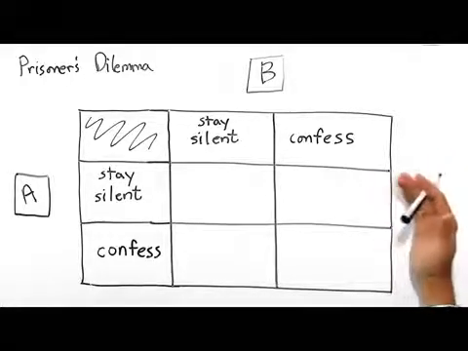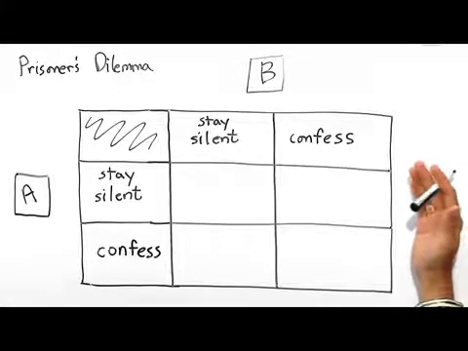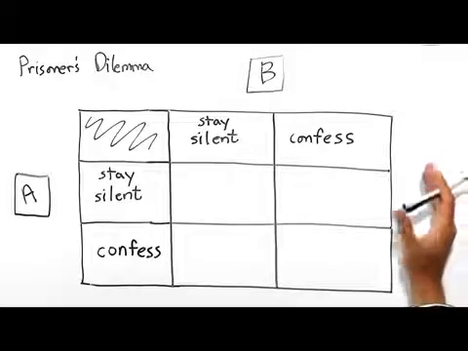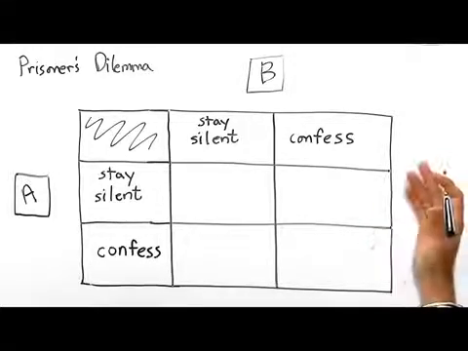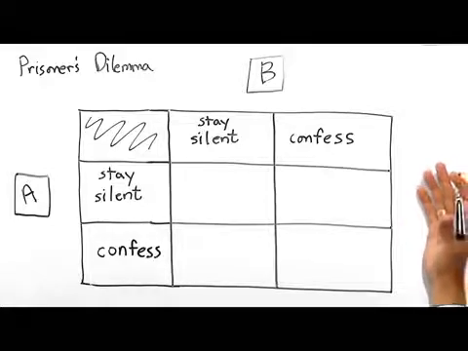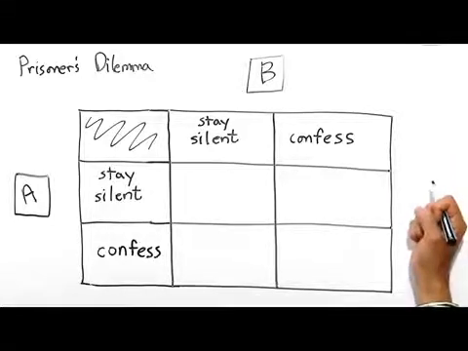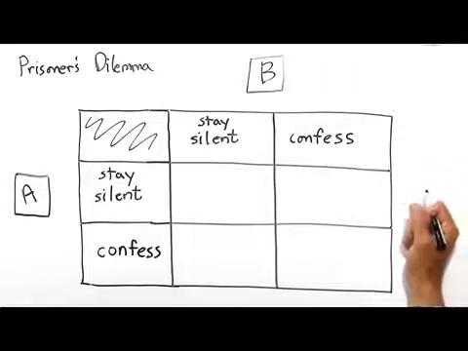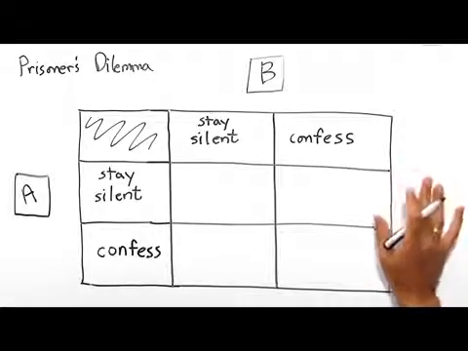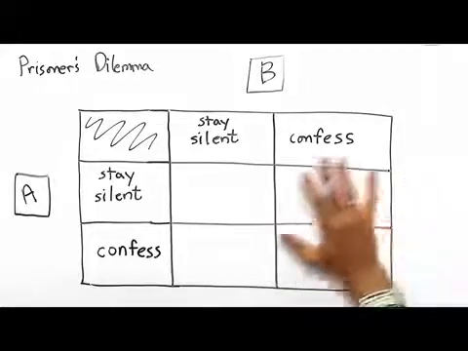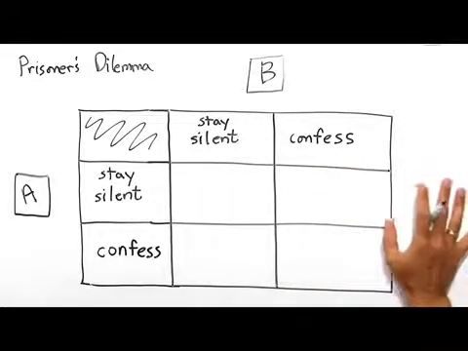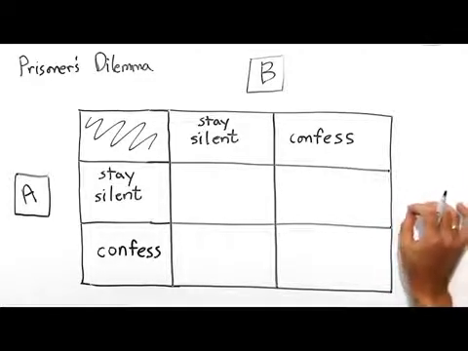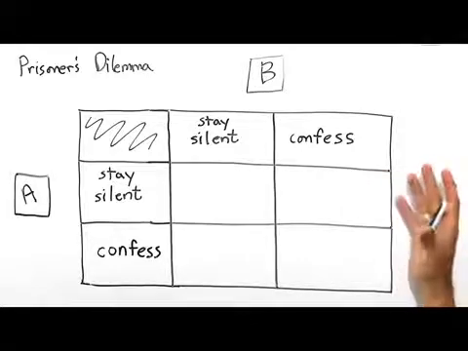Do they trust one another and stay silent and not give the police what they need to prosecute for the crime of armed robbery? Or do they confess, in effect defecting from their cooperation, in order to achieve their own personal gains? Now, the whole idea of the prisoner's dilemma is that the situation creates pressure on the prisoners to take a course of action that isn't necessarily the best course of action for them. And here's what I mean by that.